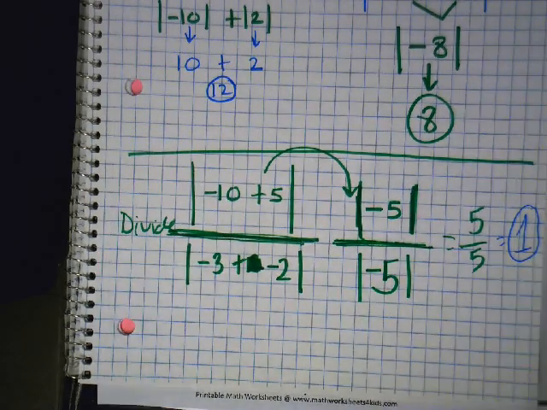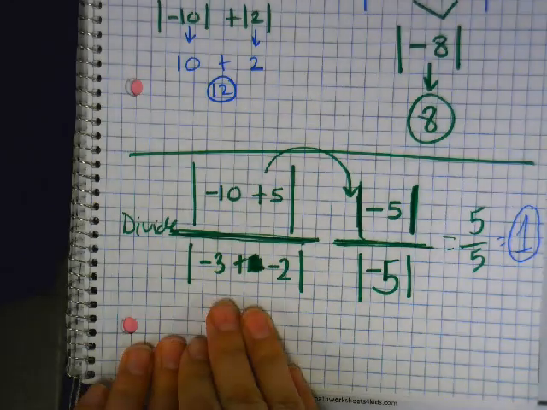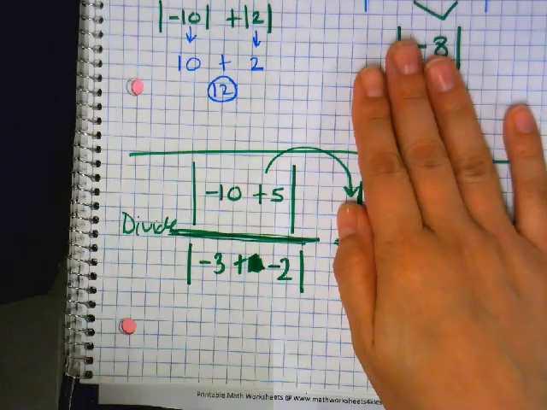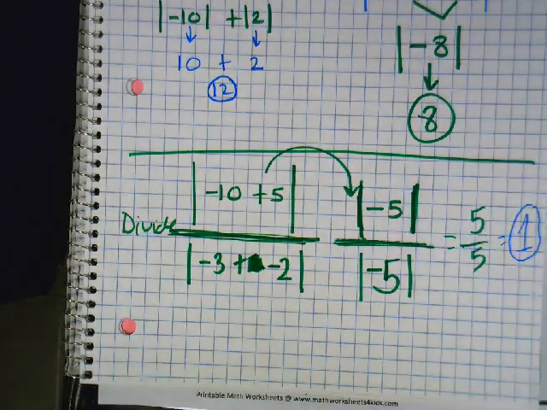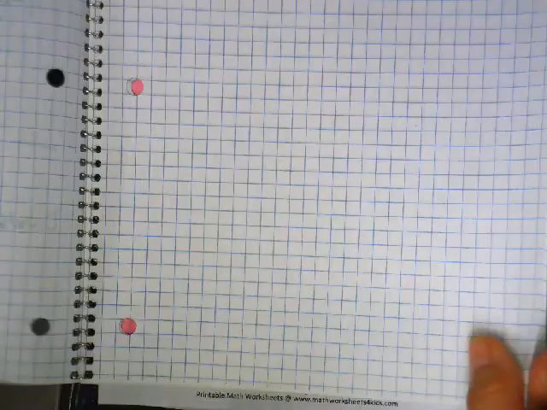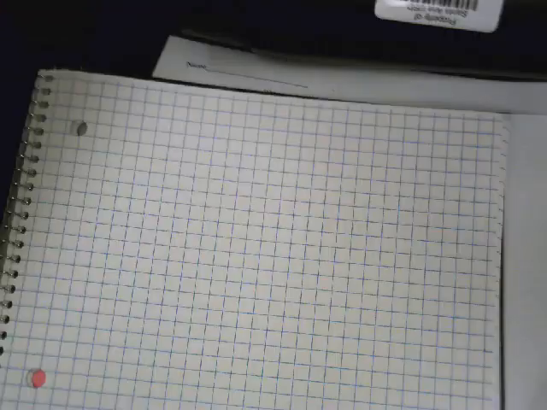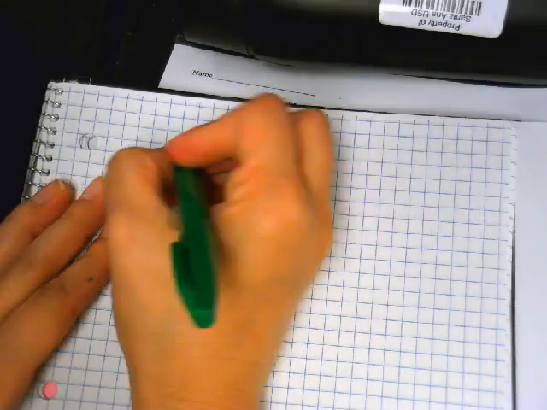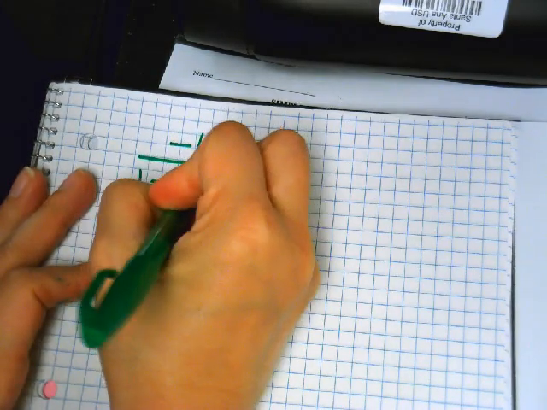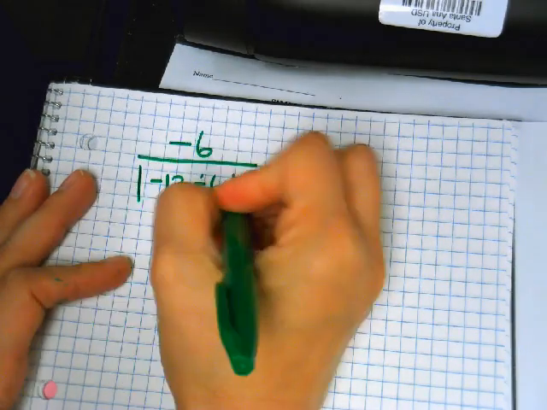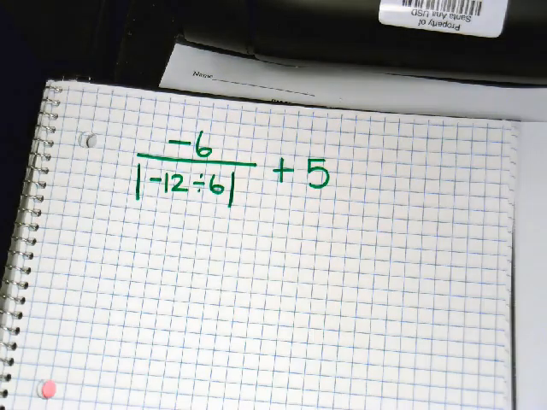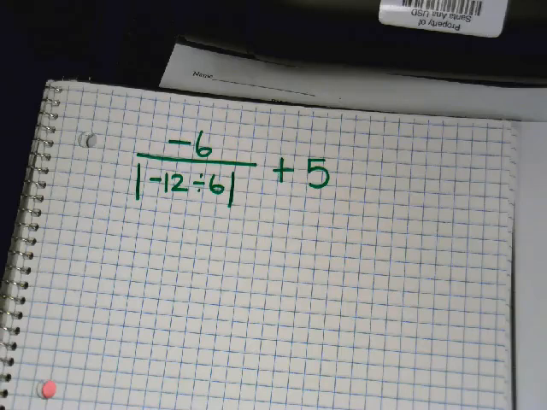So it very much looks like a hard problem because it's written as a fraction. But I do the top, then I do the bottom. Then once I have nice numbers, I divide. And you end up with a not so difficult problem. All right, let's try this one. Negative 6 divided by negative 12 divided by 6 plus 5. Looks hard, looks complicated, but it is not.